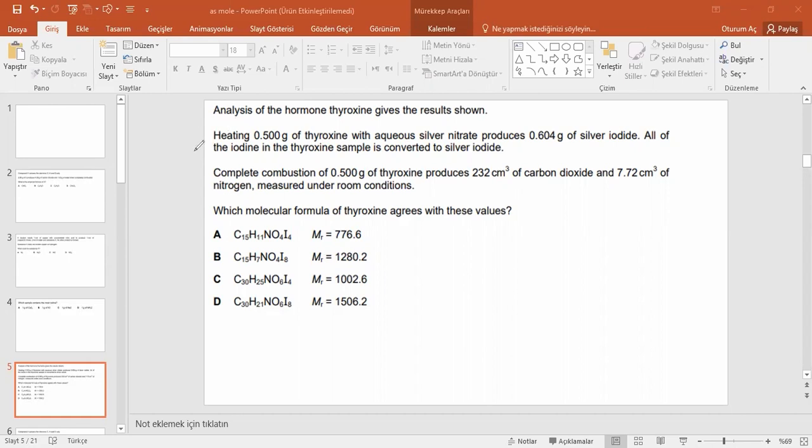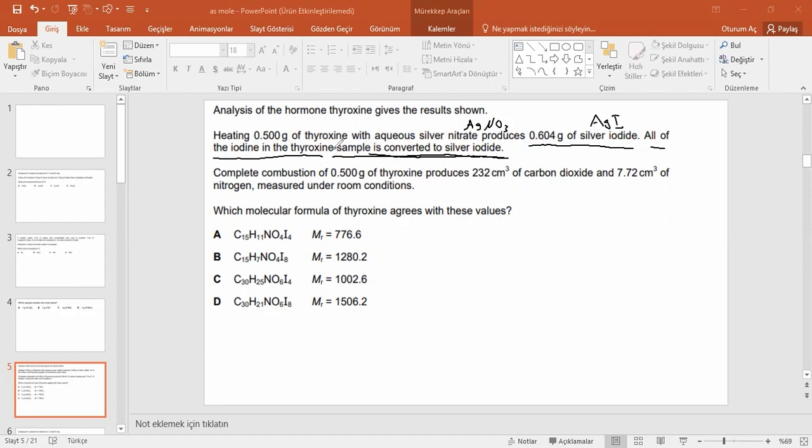So look, guys, in this question, analyzing the hormone thyroxine gives the result shown. Heating 0.5 grams of this compound with aqueous silver nitrate, AgNO3, produces 0.604 gram of silver iodide, AgI. All of the iodine in the thyroxine sample is converted to silver iodide.